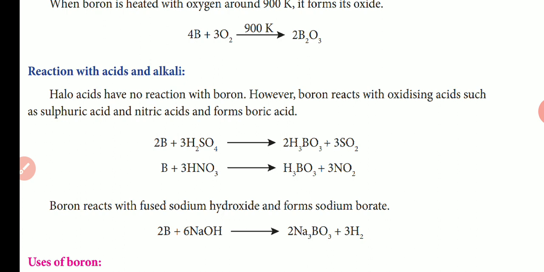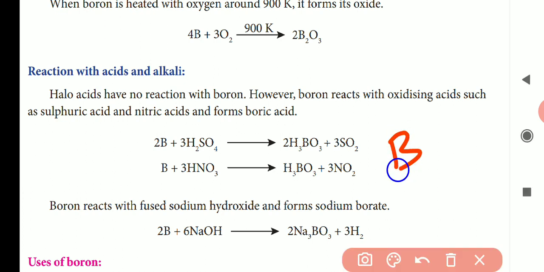They produce easily soluble boric acid. Listen here: boron does not react with the halo acids like hydrochloric acid, hydrobromic acid and hydroiodic acid, but it reacts with mineral acids like sulfuric acid and nitric acid, producing easily soluble boric acid. What is the molecular formula for boric acid? H3BO3, or B(OH)3, the simplest formula. It is also called boric acid, B(OH)3.